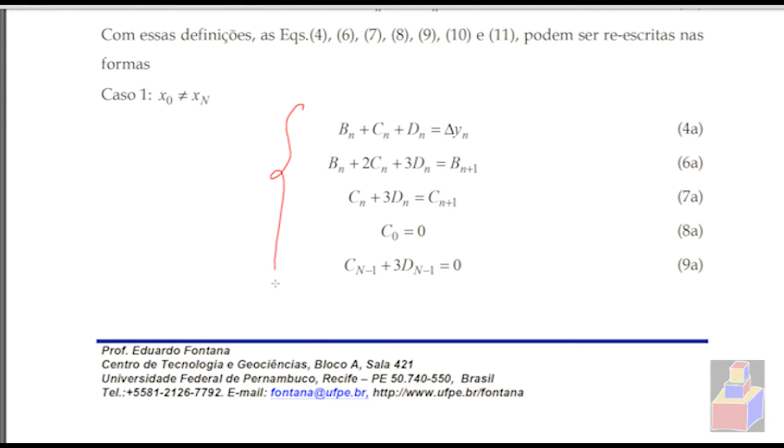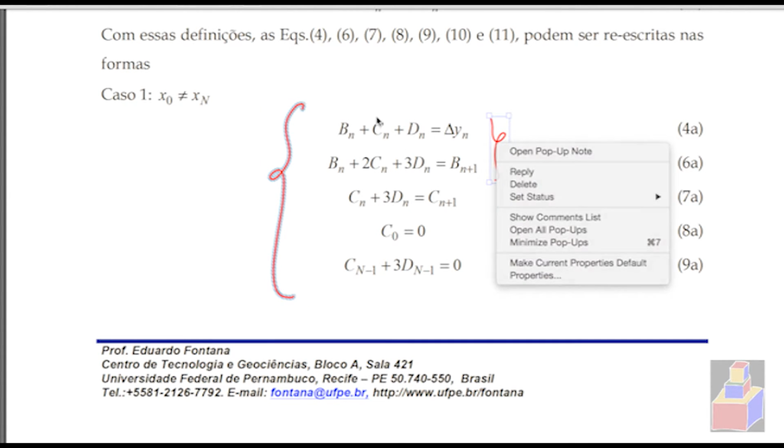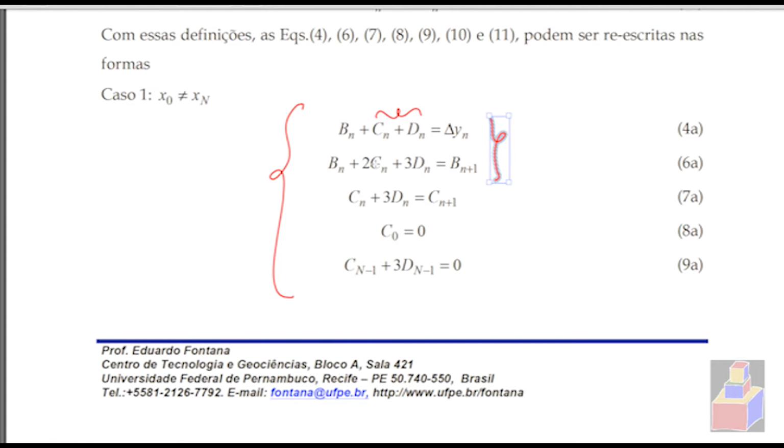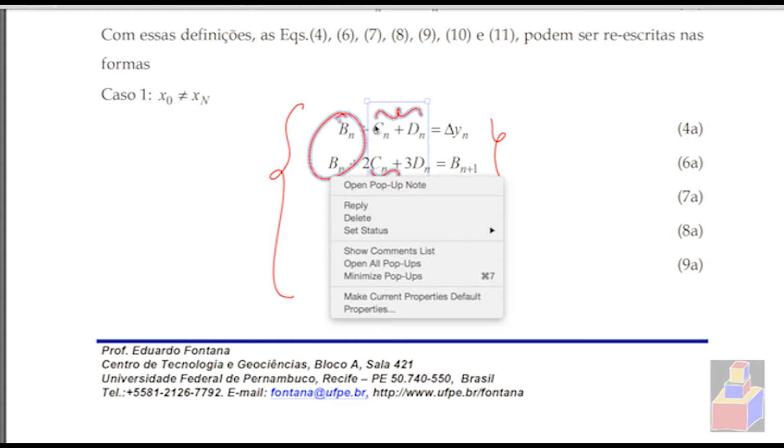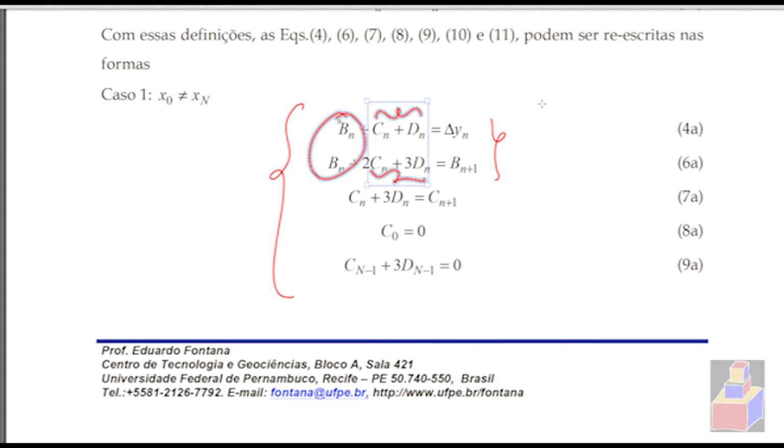So we have this set of equations. What we do here is to have a special case for C0 and Cn plus 1, dn minus 1. So C0 is determined, okay? So in these two equations here, we can express C and D as a function of B. That's what you guys are going to do.